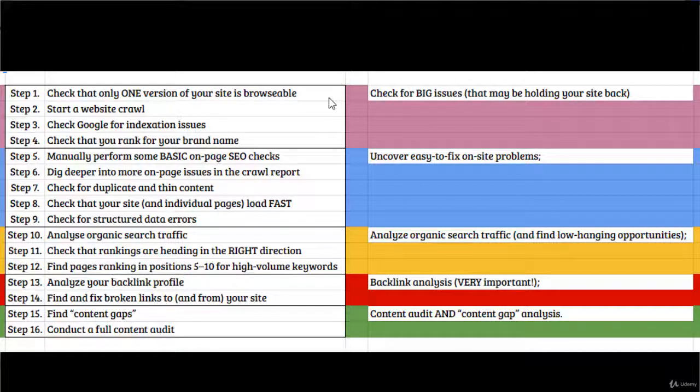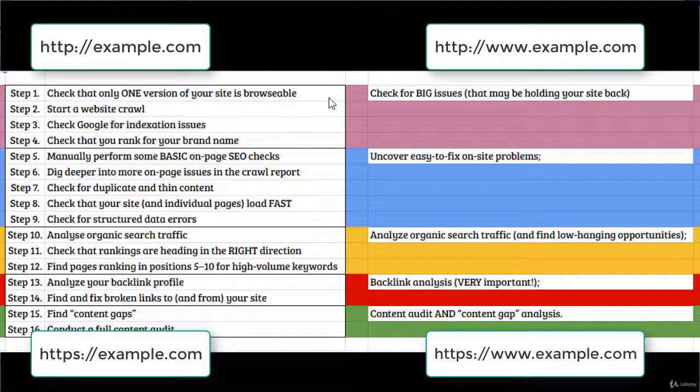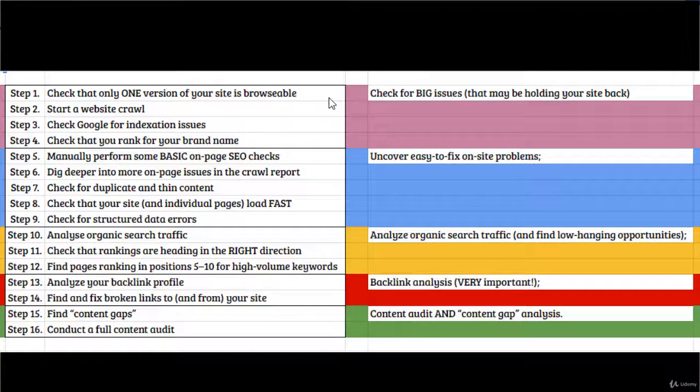If I talk about step 1, this involves the different versions of your website. Either you can use only the www version, or you can skip the www version and use your website directly. This is the first step. You need to fix this with your developer. Only one version of your website should be accessible.